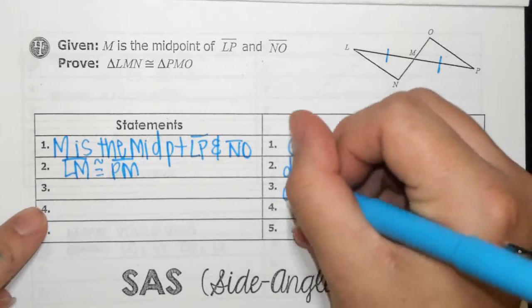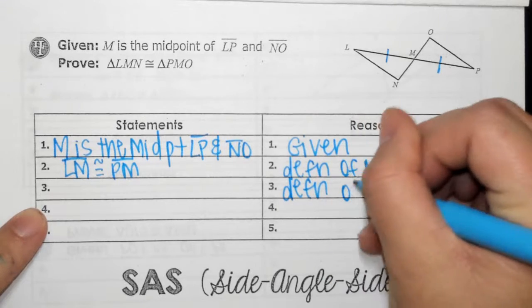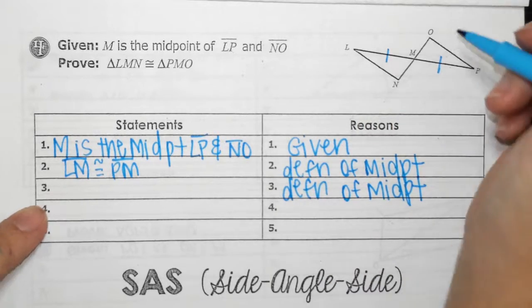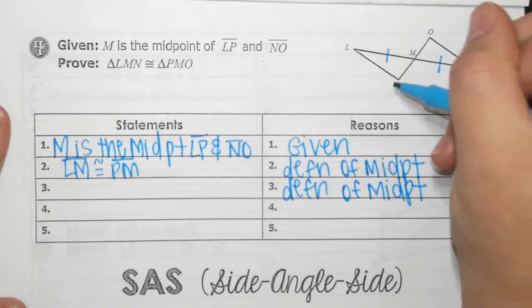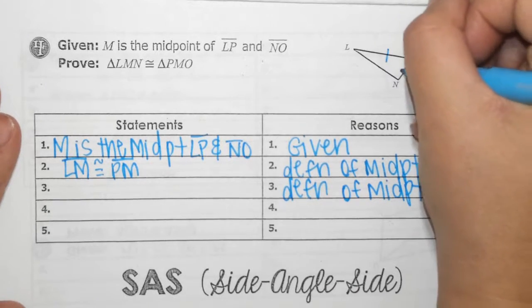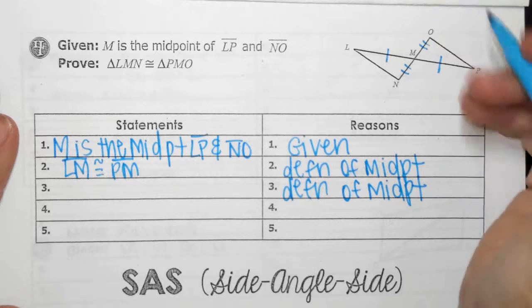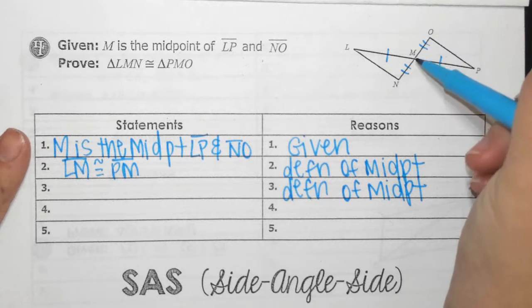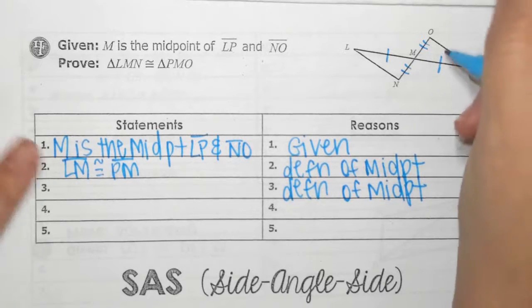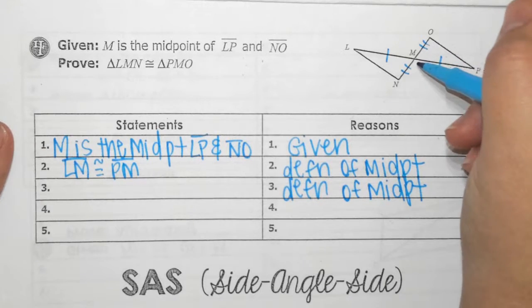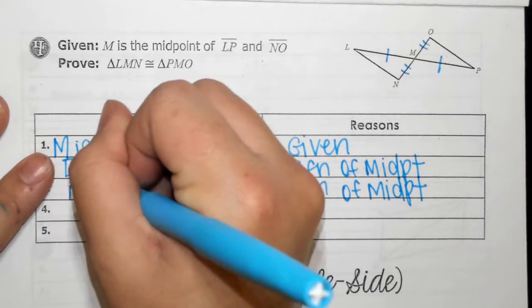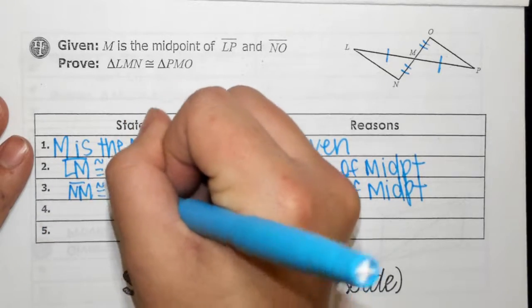Okay, well, let's just go ahead and do it again for the other one. M is the midpoint of NO. So, JoJo, how do I say that these two are congruent? How do I write it? Say that again. NM is congruent to? Good. NM is congruent to OM.